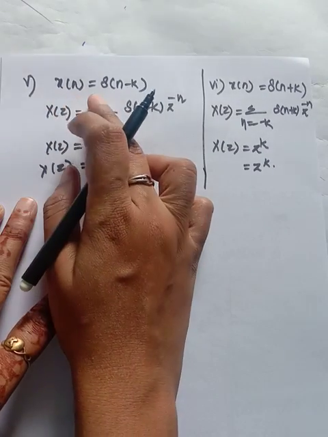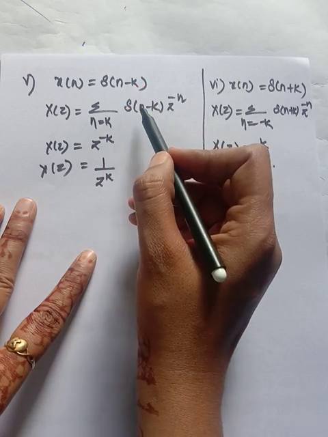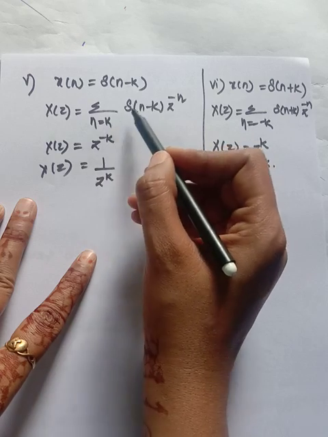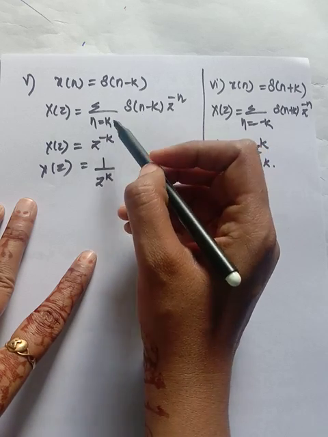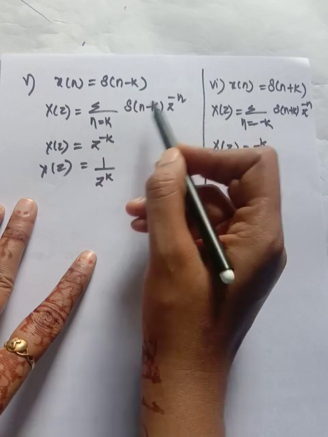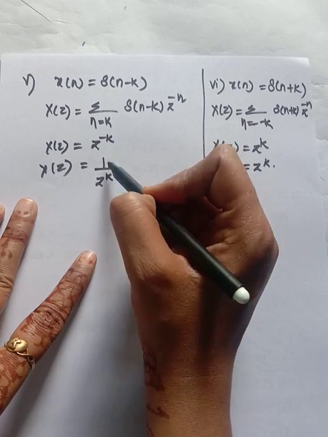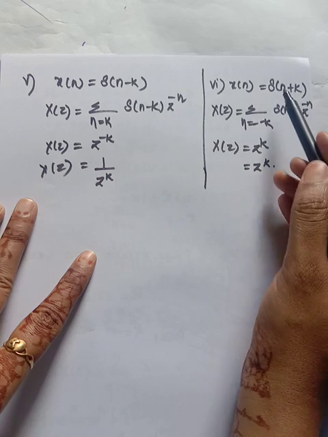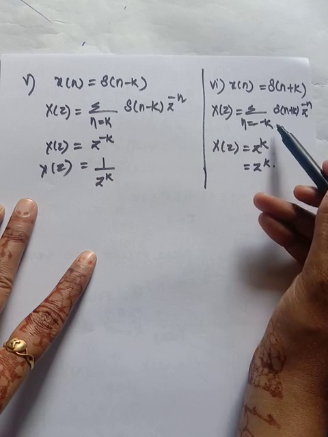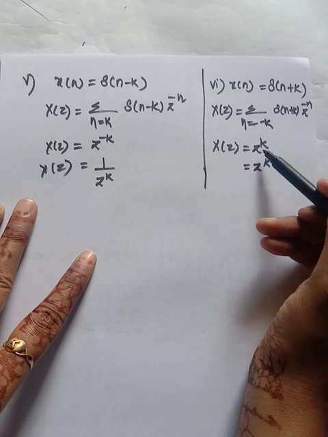Now see x of n is equal to delta of n minus k. So here you get the value of delta of n at n equal to k. There is no summation, only one value. So I am substituting n equal to k, and I get z power minus k. So x of z can be written as 1 by z power k. Similarly, for delta of n plus k, the value exists at n equal to minus k. When I substitute n as minus k, I get z power k.